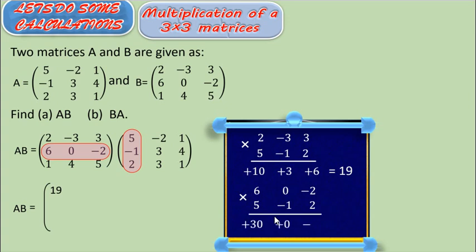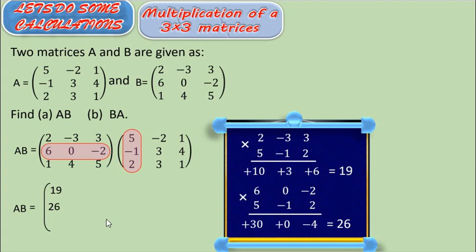Now, multiplying them, remember we said that the first one will multiply the first one. This will multiply this to give us this. This will multiply this to give us this. And this will multiply this to give us this. Now, adding everything, the answer we're going to get will be 26. So we're going to write that 26 in the position of row 2, column 1. That's this position here. So we have that.